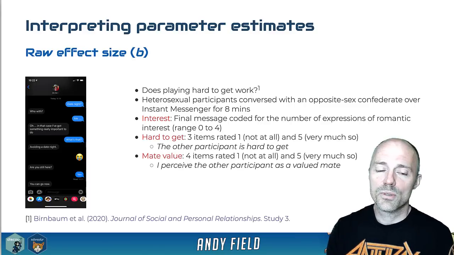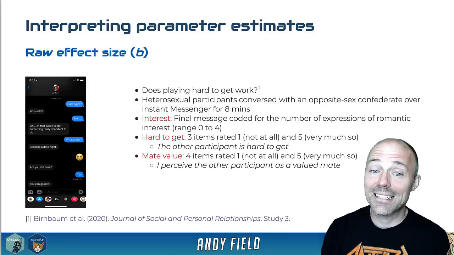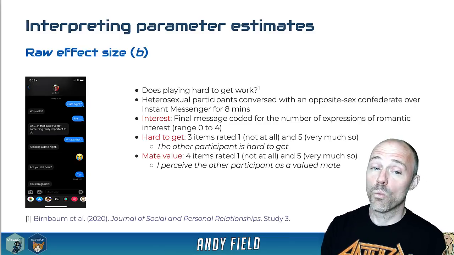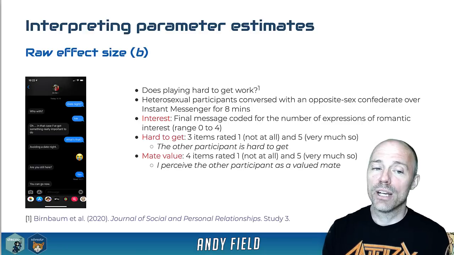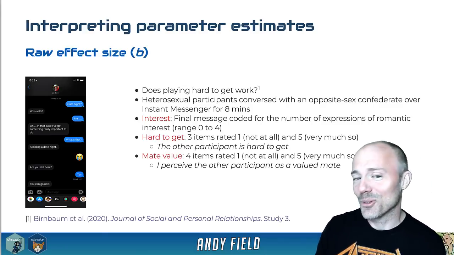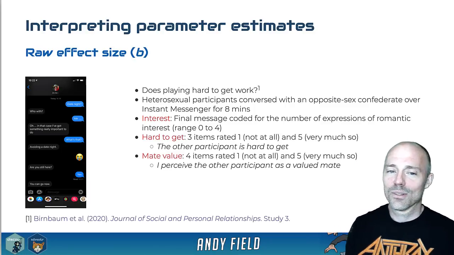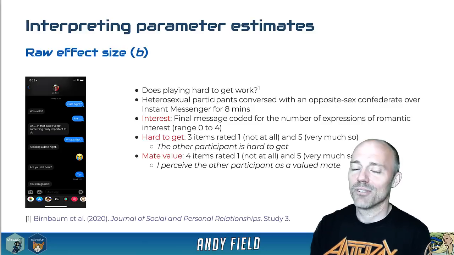What they also did was they asked participants to make some ratings about how hard to get they thought the person they were chatting with was. So these were 3 items. An example of the item is "the other participant is hard to get." I mean, it sort of does what it says on the tin, really, that item. And they rated it as 1, not at all, up to 5, very much so.